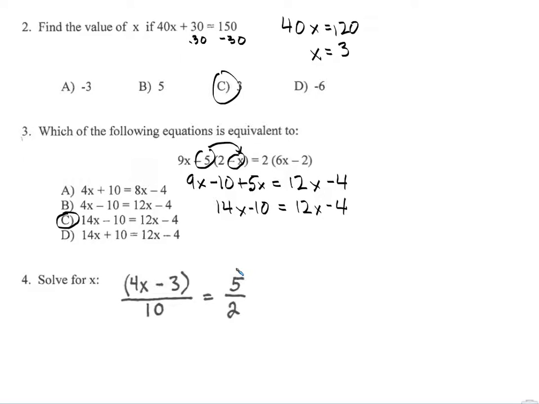I still see some pencils writing, so I'm going to slow down, make sure we get that. Also, I should use red or something. Black is too confusing. I'm going to go on because I think most of us got number 4.